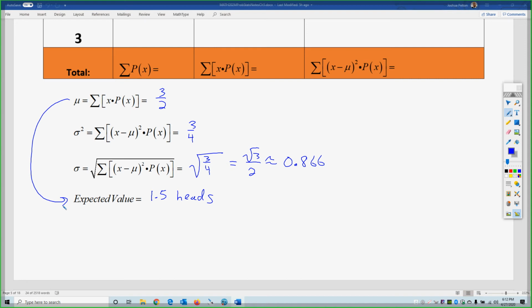So what you should expect is 1.5 heads, and it should deviate by 0.866 plus or minus that. So add 0.866 to 1.5 and subtract 0.866 from 1.5. And that'll give you the range of values of what we should expect to happen. Okay, pause the video, try the student problem for yourself.